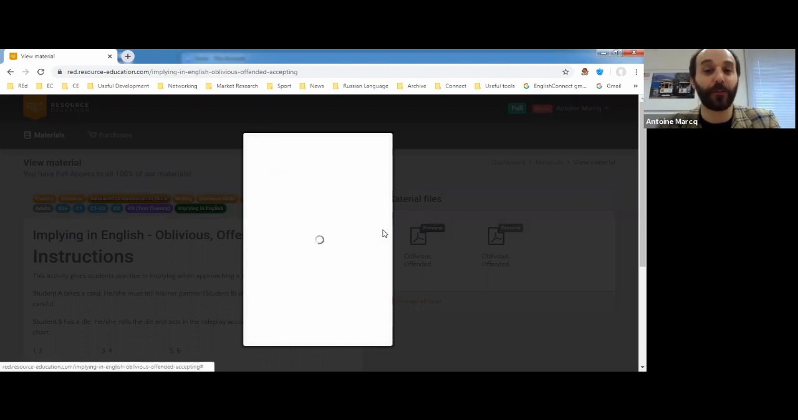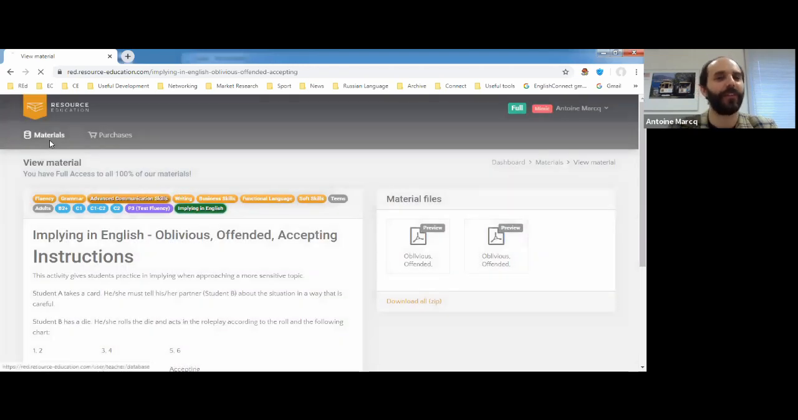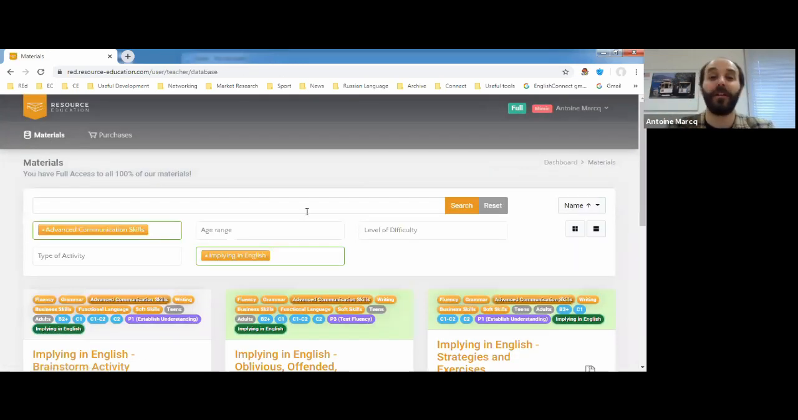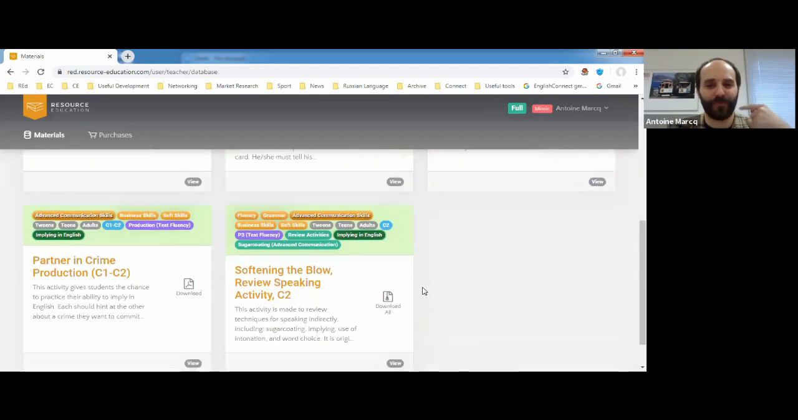There you go. So the cards, for example, is something like, well, tell your partner that his or her girlfriend, boyfriend is no good for him or her. Make your partner understand that his or her clothes are not good for formal occasions. Try to make your partner understand that he or she isn't a good listener. You see with these cards, each card, student A tries to say this to student B, and student B rolls a dice to determine their reaction.